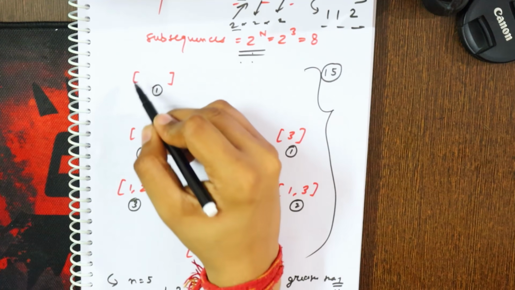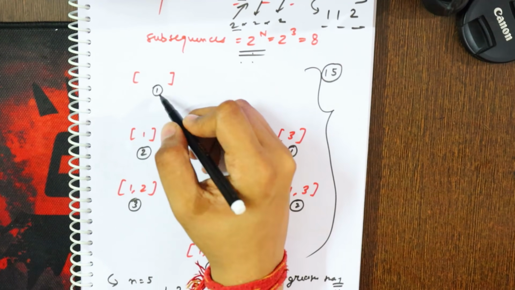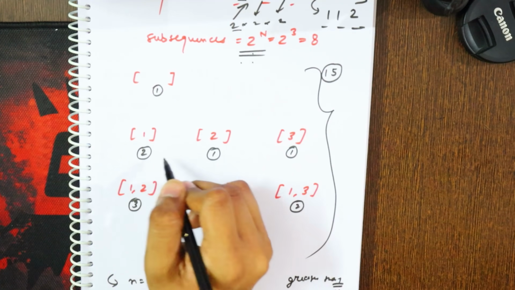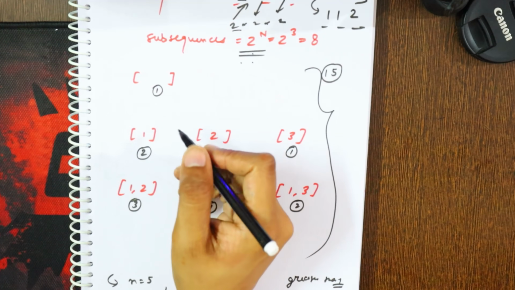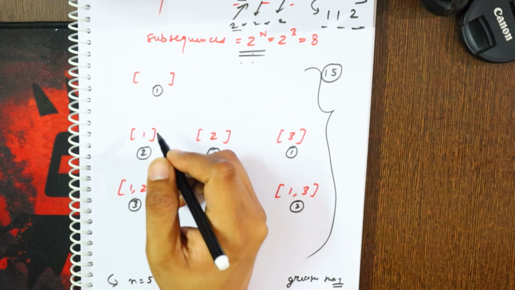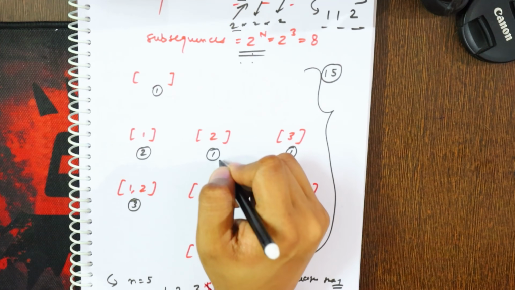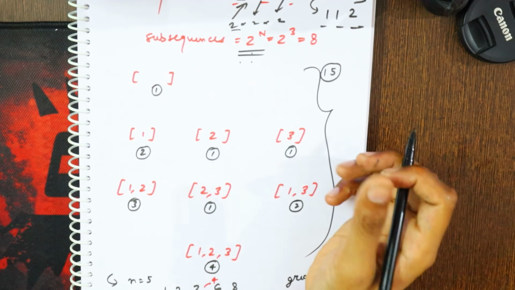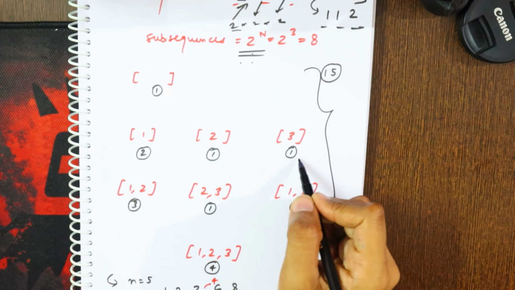As you can see, first of all we have an empty subsequence. The MEX for this empty subsequence will be 1. If the element is 1, then its MEX will be 2, because 1 is already there. We want something bigger, and it should be just the minimum bigger, so we write 2. For the subsequence 2, we write 1, because the minimum element which is 1 or greater than 1 and not present is 1. Same for 3, it is 1.